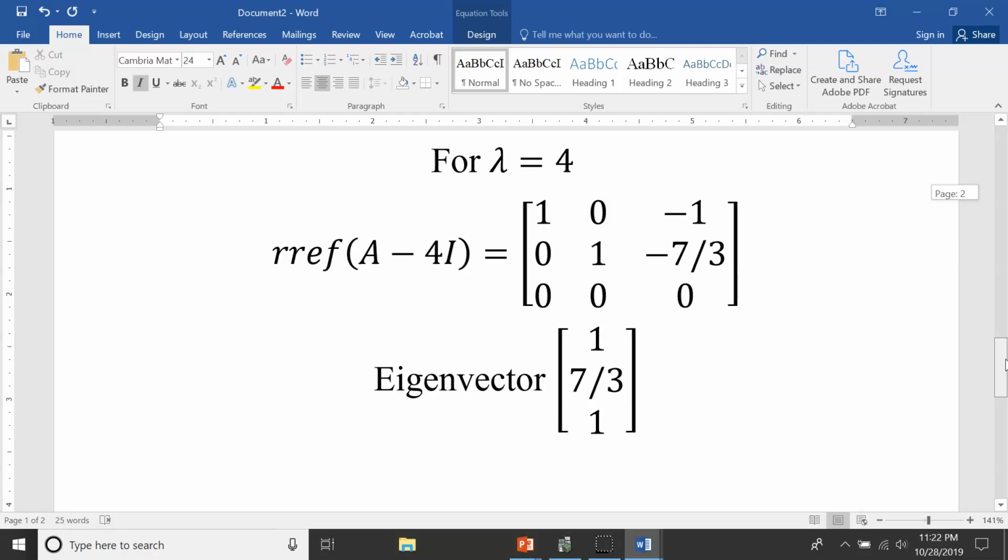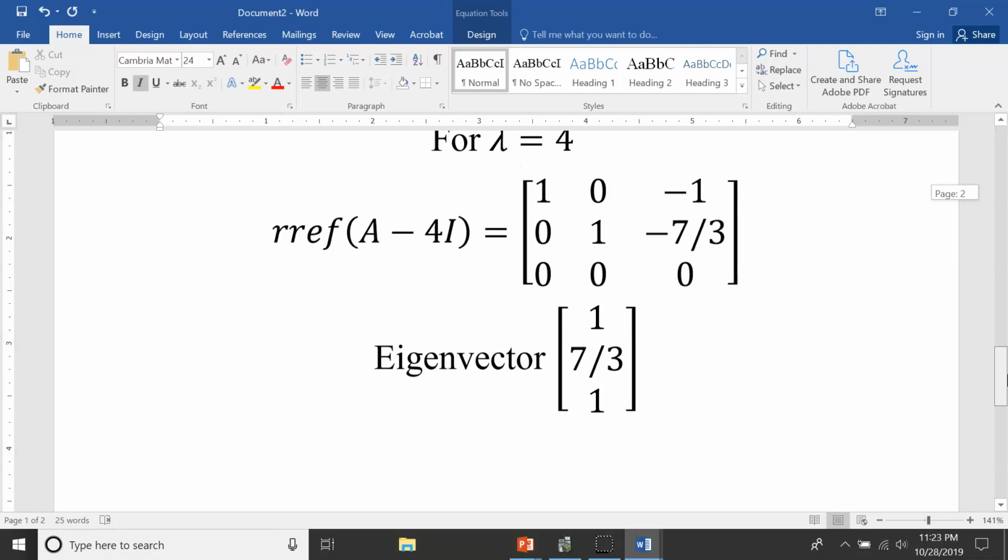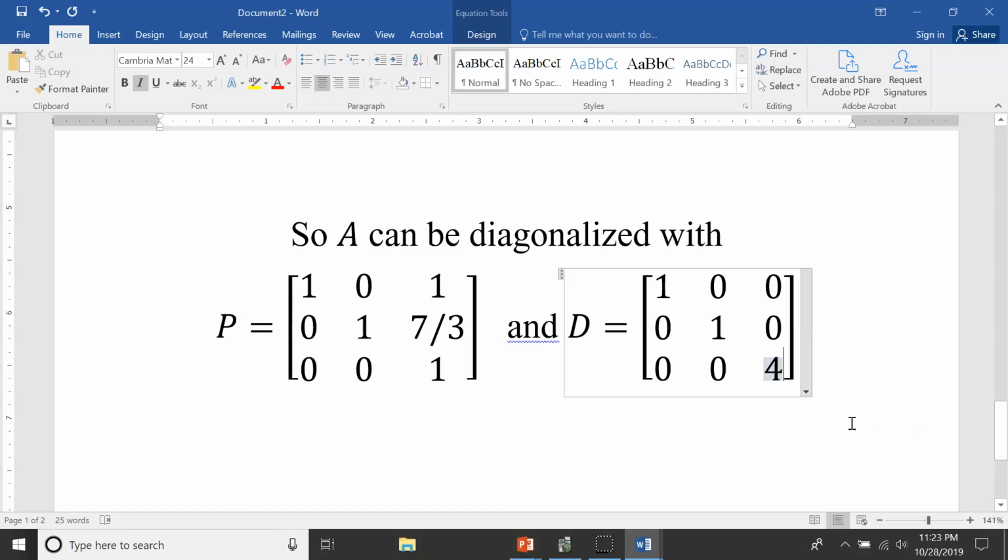So I have 3 linearly independent eigenvectors, and therefore my matrix A can be diagonalized with 1, 0, 0, 0, 1, 0, 1, 7/3, 1 as my P, and then my D would have been 1 0 0 0 1 0 0 0 4. All right.